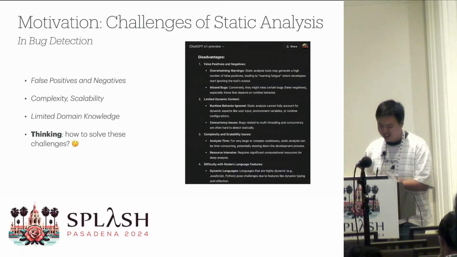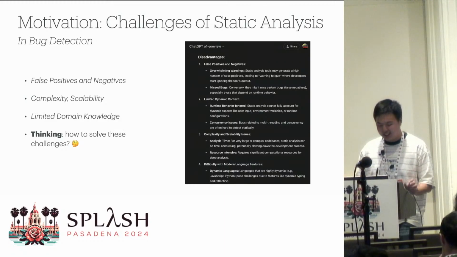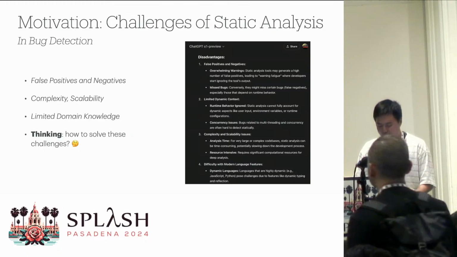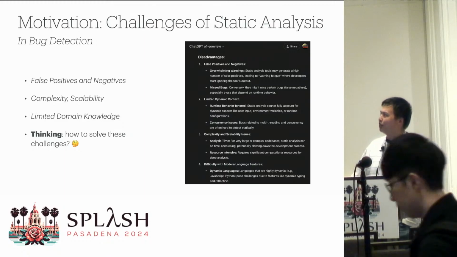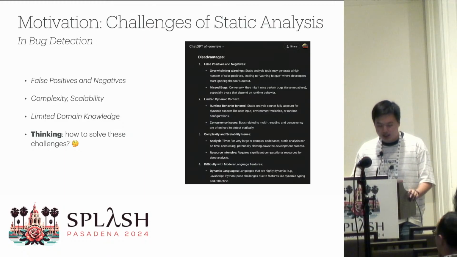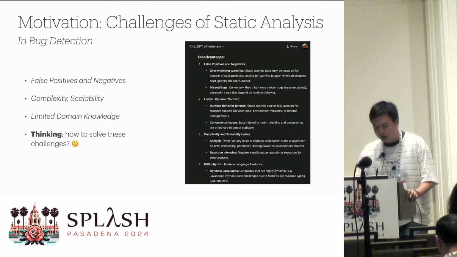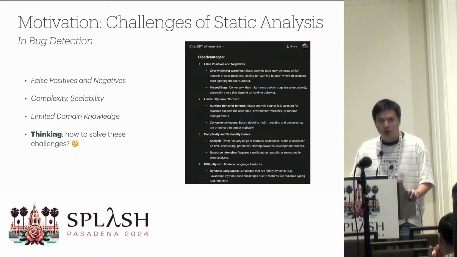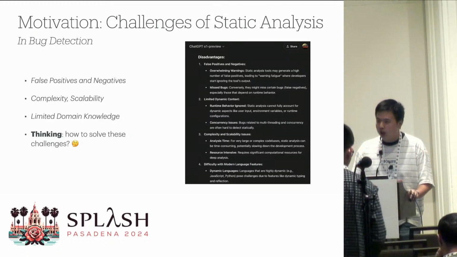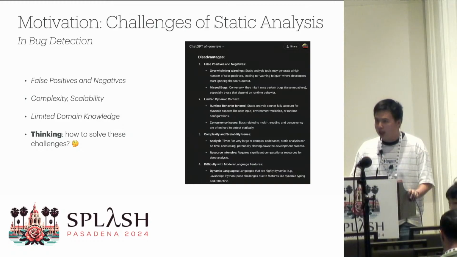If you ask ChatGPT what the disadvantages of static analysis are, it will tell us the following. I picked some points to share with you. The first and biggest problem is false positives and negatives. Static analysis also struggles with high complexity and scalability issues. And many static analyses typically have limited domain knowledge. So this motivates us to think about how to solve these challenges.